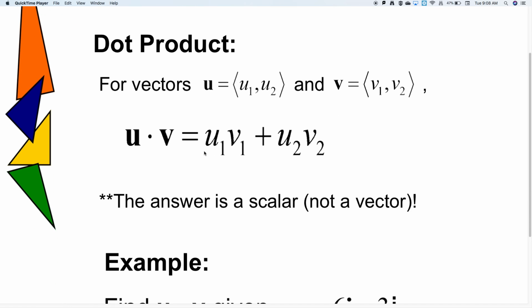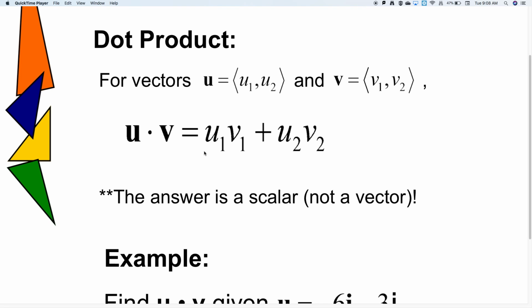So here's our definition for a dot product. Suppose you have some vector u, and I wrote them in component form, u sub 1, u sub 2. So that's my horizontal component and my vertical component for u. And I'll call my other vector v, so I'll have a v sub 1, v sub 2, horizontal and vertical component. The dot product, u dot v, is the horizontal components multiplied, so u sub 1 times v sub 1, the product of the horizontal, added with the product of the vertical components, u sub 2, v sub 2.